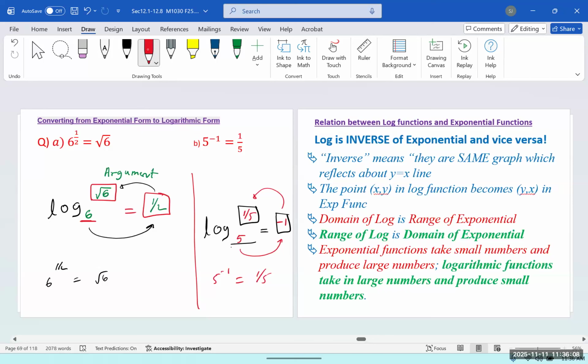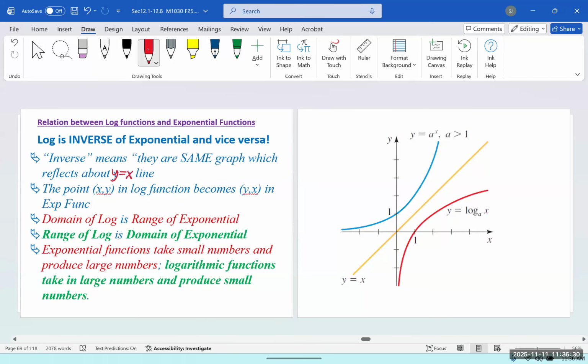Now, a little bit of information about log and exponential. They're inverse of one another. What does that mean? It means they are the same graph, but they are reflected about the y equals x line. Here, the blue one is the exponential graph. The red one is the logarithmic graph. It's the same graph. They are reflected about the y equals x line. It means y equals x is the mirror. So if you put a mirror here, this graph will turn into that graph.